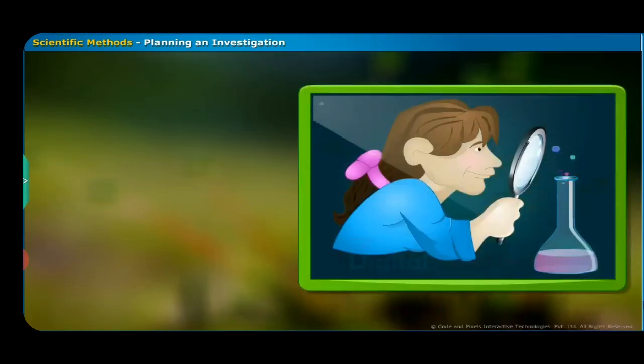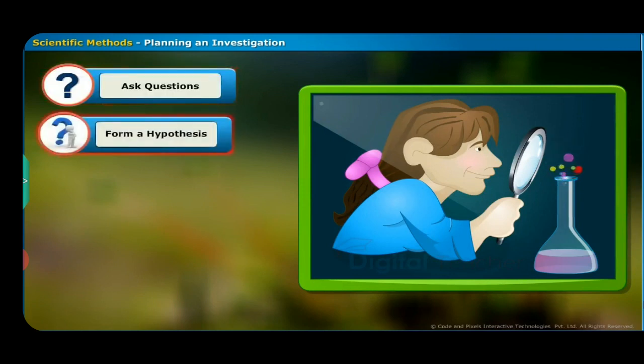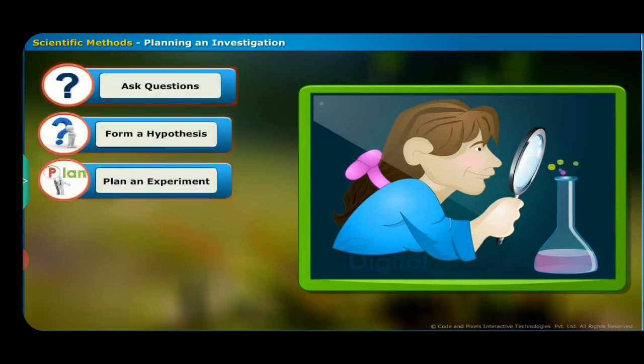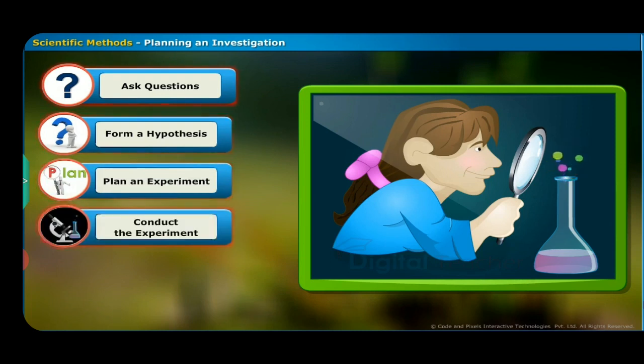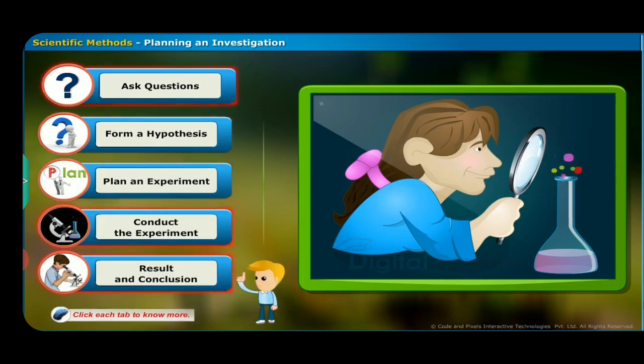Following are the 5 steps to be followed for planning an investigation. Ask questions, form a hypothesis, plan an experiment, conduct the experiment, result and conclusion. Click each tab to know more.